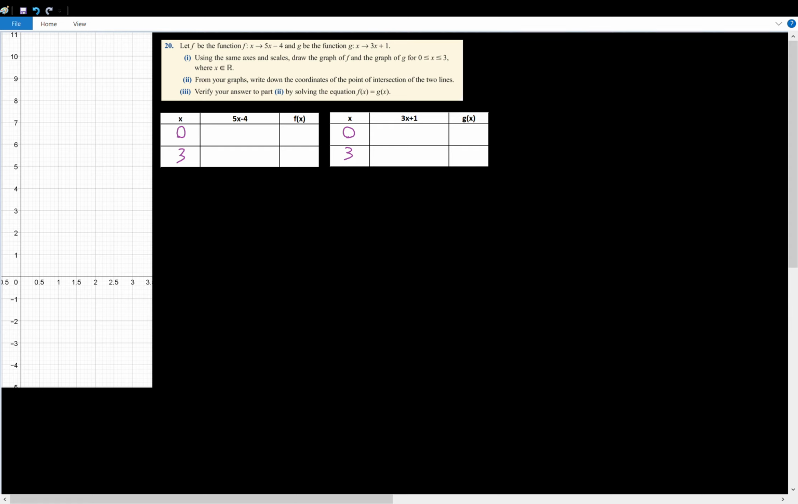To get the corresponding y value for our points, we're going to put these x values into our function, in place of x. So we're going to have 5 times 0 minus 4, and 5 times 3 minus 4 in our f of x. The result we're going to get out of these is going to be minus 4. And for this one we have 5 times 3, which is 15, and 15 minus 4 is 11. Which means our 2 points on f of x that we're going to draw are going to be 0, minus 4, and we're going to draw the point 3, 11.